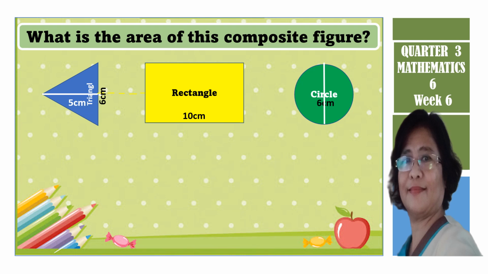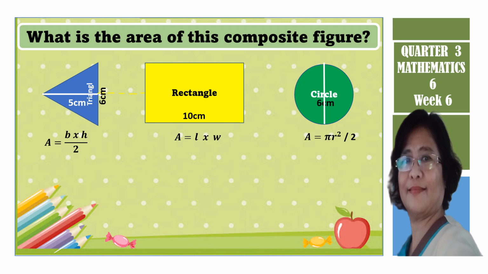Area of the triangle is equal to base times height divided by 2. For the rectangle, we have the area is equal to length times width. And for the circle, we have area is equal to pi r squared. I put it divided by 2 because we only need half of the circle.